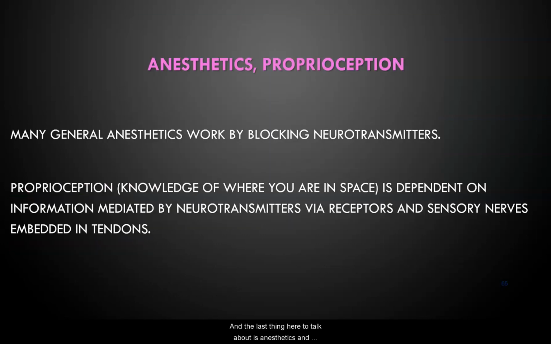And the last thing here to talk about is anesthetics and proprioception. So when we talk about general anesthetics, which put you out when you need a surgery or something, many of those general anesthetics work by blocking neurotransmitters. So just something interesting to think about. And then proprioception, which is just knowledge about where you are in space, is dependent on information that's mediated both by neurotransmitters via receptors and the sensory nerves that are embedded in the tendons.